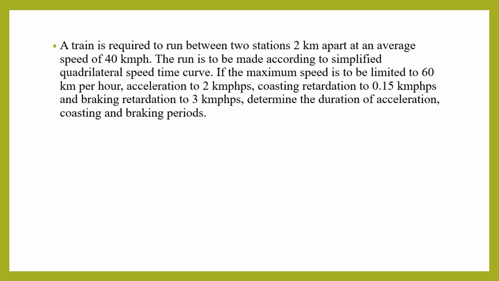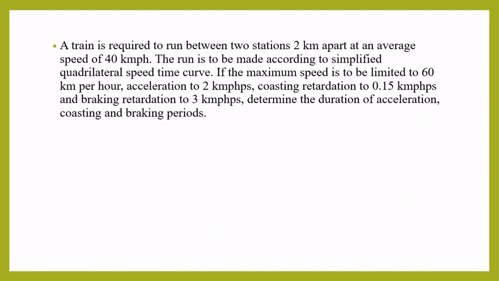Next problem is a train is required to run between two stations 2 km apart at an average speed of 40 km per hour. The run to be made is according to simplified quadrilateral speed time curve. If the maximum speed is to be limited to 60 km per hour, acceleration to 2 km per hour per second, coasting retardation to 0.15 km per hour per second, and braking retardation to 3 km per hour per second. Determine the duration of acceleration, coasting and braking periods.